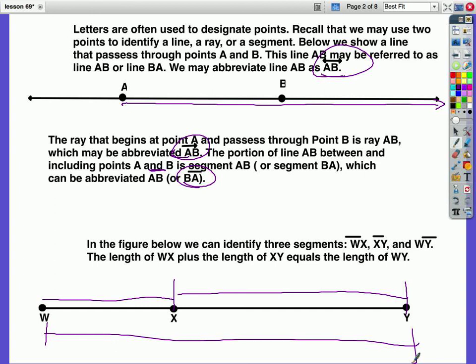Now remember, if we're going to abbreviate a line, it's AB with a line with both arrows on it. Okay? For a ray, we start at our endpoint, and the point that we go through, we write with the arrow on that side. And a segment just has a little segment above it.